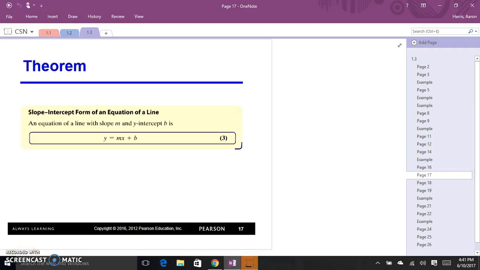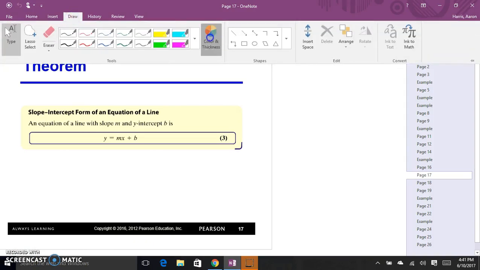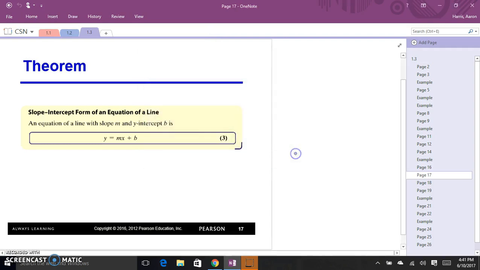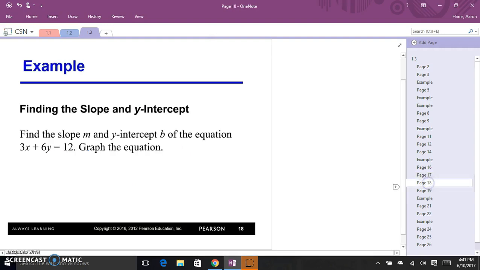Alright, now we're going to look at the classic slope-intercept form. It's called the slope-intercept form because you notice you've got the slope here, and you've got your B, which stands for the y-intercept. So that's where you cross the y-axis. Okay, so let's find the slope and y-intercept of this equation. Notice that it is not in the form y equals mx plus b. So what we got to do is put it in that form by solving for y.